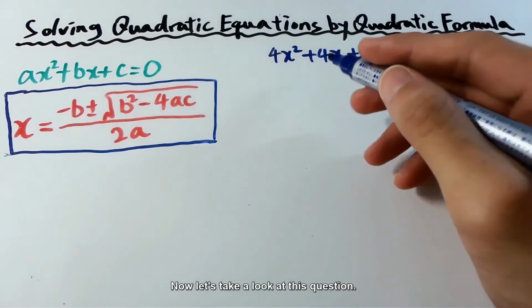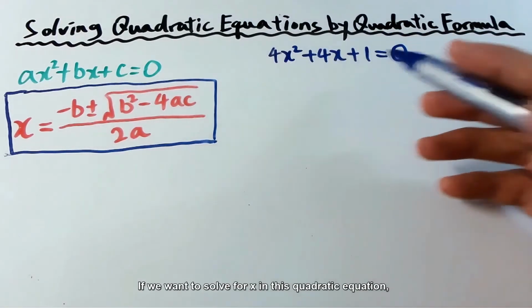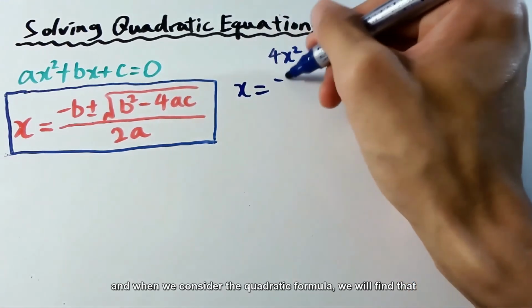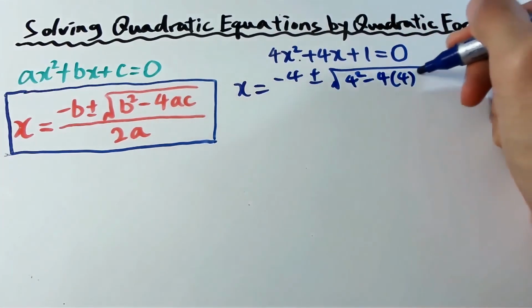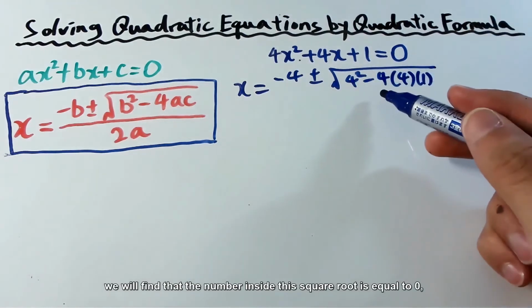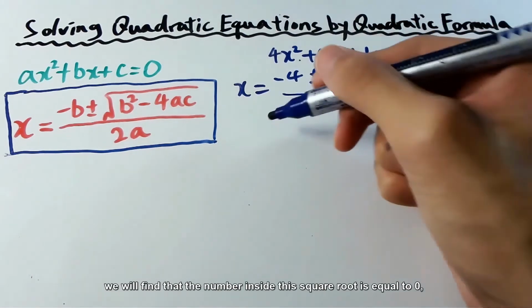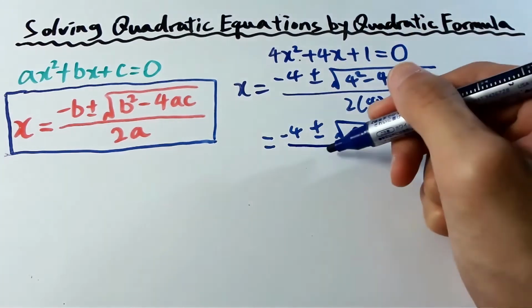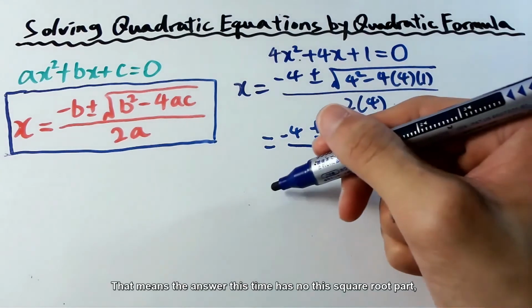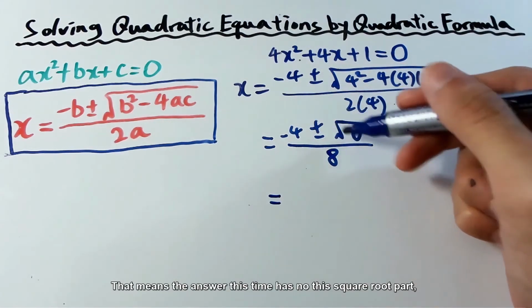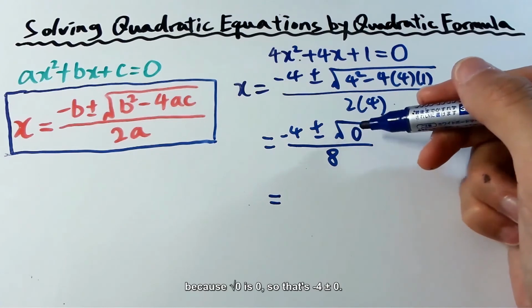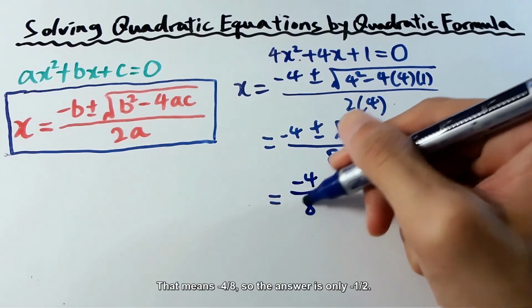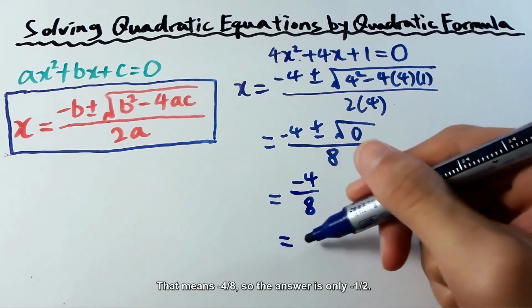Now let's take a look at this question. If we want to solve x in this quadratic equation, and when we consider the quadratic formula, we'll find that the number inside the square root is equal to 0, because 4 squared minus 4 times 4 is 0. That means the answer this time has no square root part because root 0 is 0. So that's minus 4 plus or minus 0. That means minus 4 over 8. So the answer is only minus half.